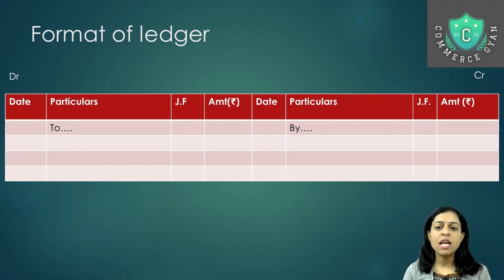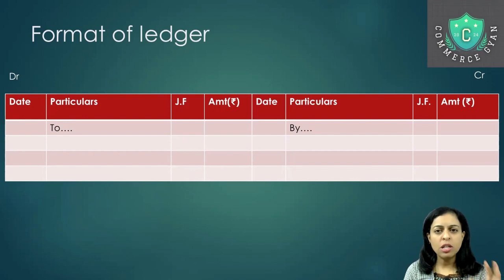If you see, the ledger has two sides. One side is the debit side and second side is the credit side. So the left hand side, which is the debit side, has columns date, particulars, journal folio, JF is journal folio, and amount in rupees. Same columns are repeated for the credit part of the ledger. If you see date, particulars, journal folio, and amount in rupees. So this is how the ledger looks like.